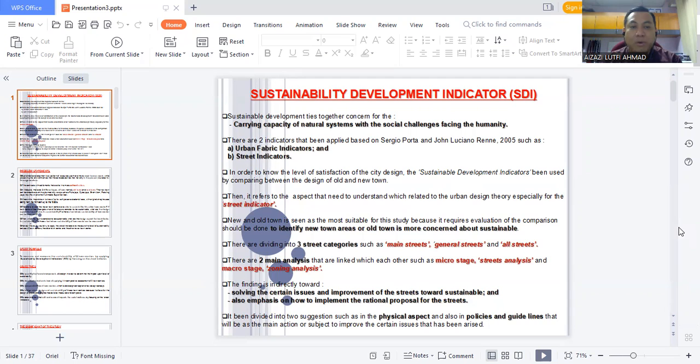The findings vary towards solving certain issues and improving the streets towards sustainability, and also emphasize how to implement a rational proposal for the streets. It is divided into two suggestions: the physical aspects, and also the policy and guideline aspects.